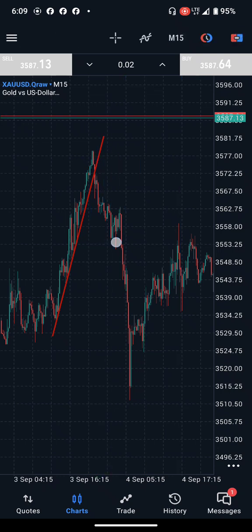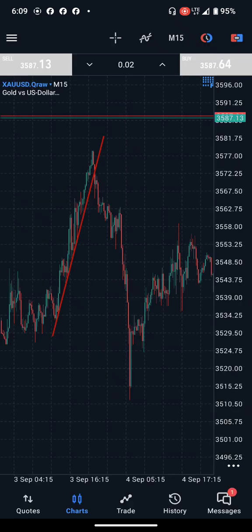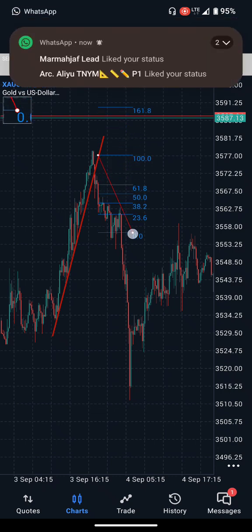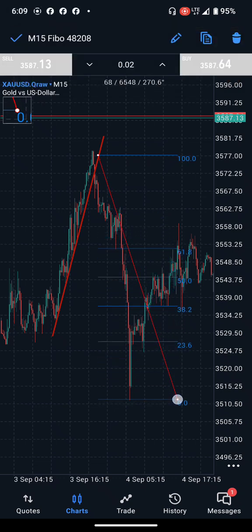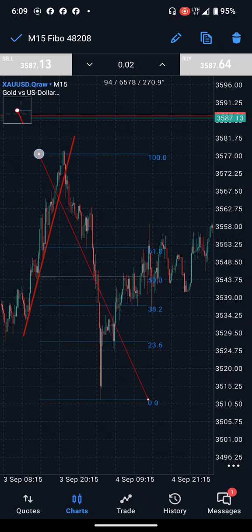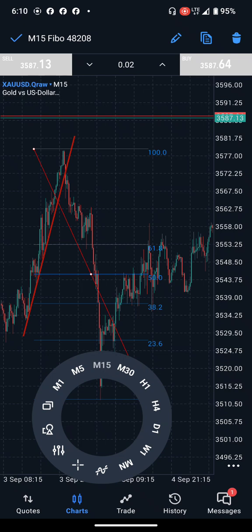Sorry, this is not the one I'm looking for. This one, the one that has a space in between the F and the last three dots. So you just click on it, you tap on your screen, it will come out, then you drag it from 100 to 0. The first line should be on 0 and the last one should be at 100. So let me just shift it a bit. This is perfect. You can see 100 is here and 0 is here.